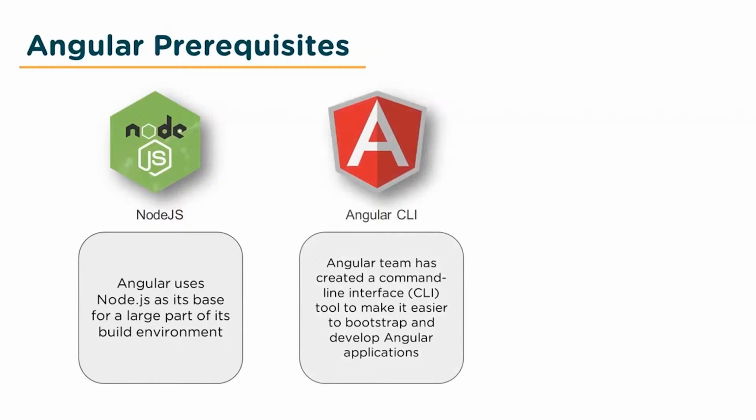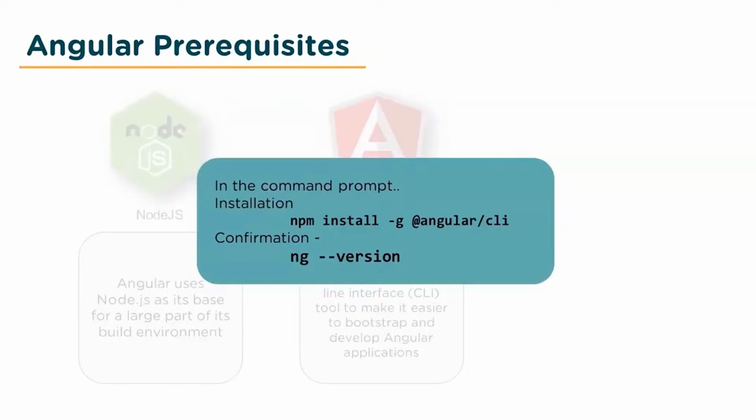Next up is the Angular CLI. Now this command line interface is a tool that makes it easier to bootstrap and develop your Angular applications. Now to install the latest version, run the command npm install -g @angular/cli. You gotta run this command on your command prompt. And finally, to confirm installation, check for its version.